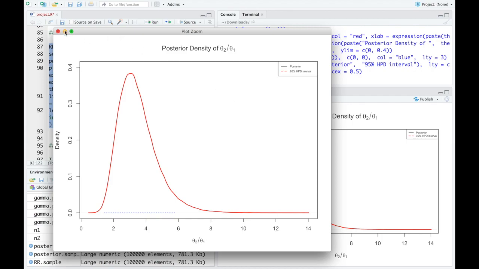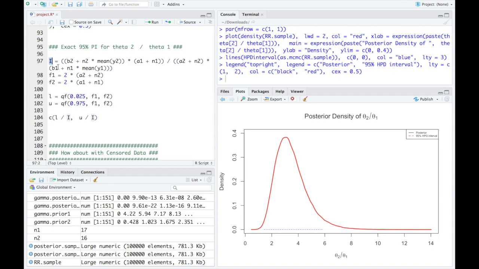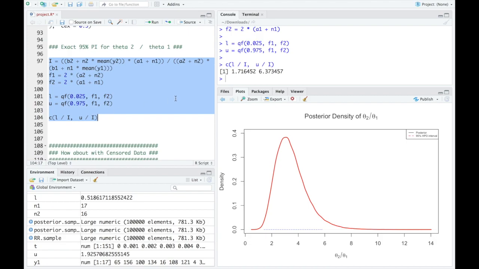For an exact 95% probability interval for the risk ratio, refer to this code here. We can see that it goes from about 1.7 to 6.4.